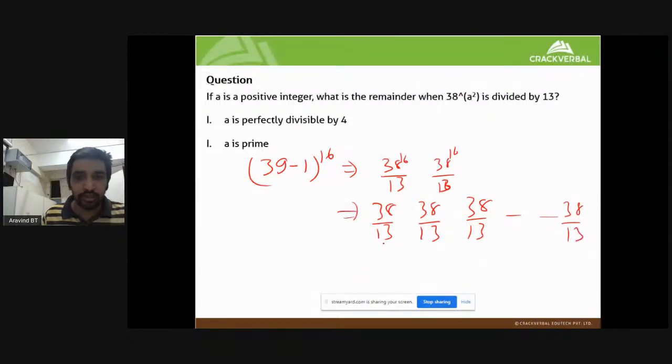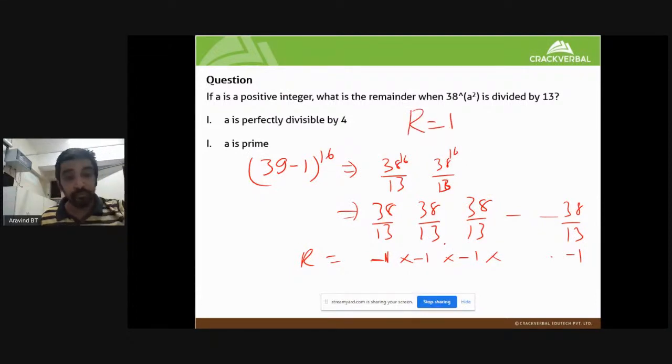So what are you saying? You're breaking up the number into so many smaller parts, and saying the remainder here is minus 1, minus 1, minus 1, minus 1. So what is the final remainder? We just multiply all the remainders. That's what we did with remainder rules. That's how the remainder is 1. I hope all of you understood why I put this question under remainder rules.